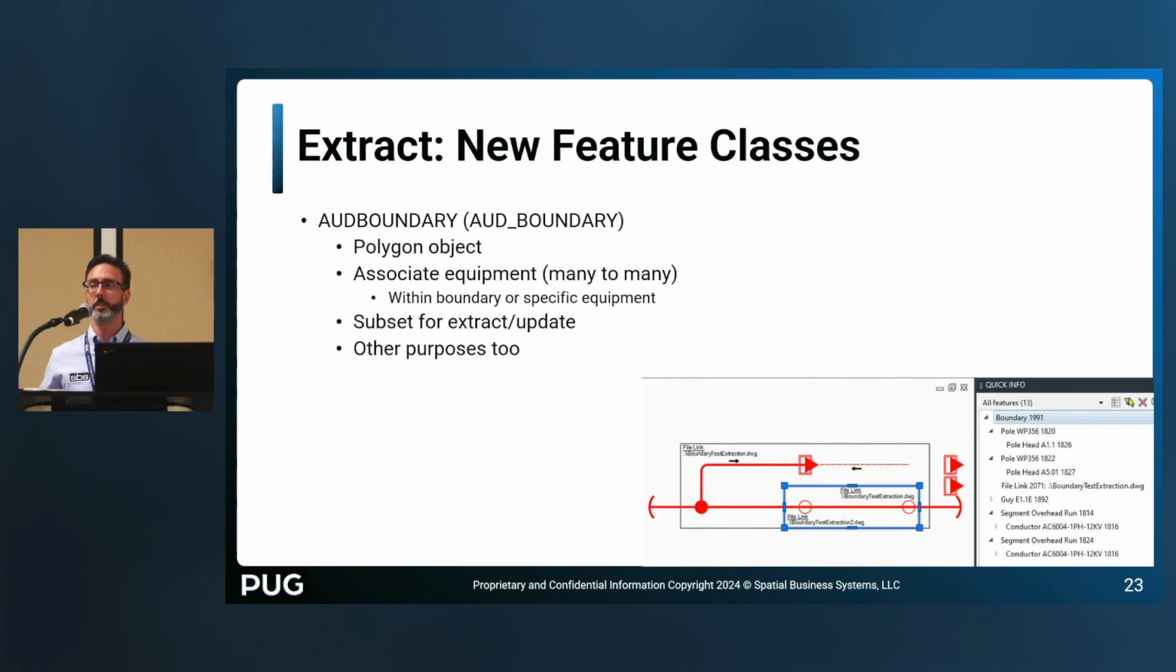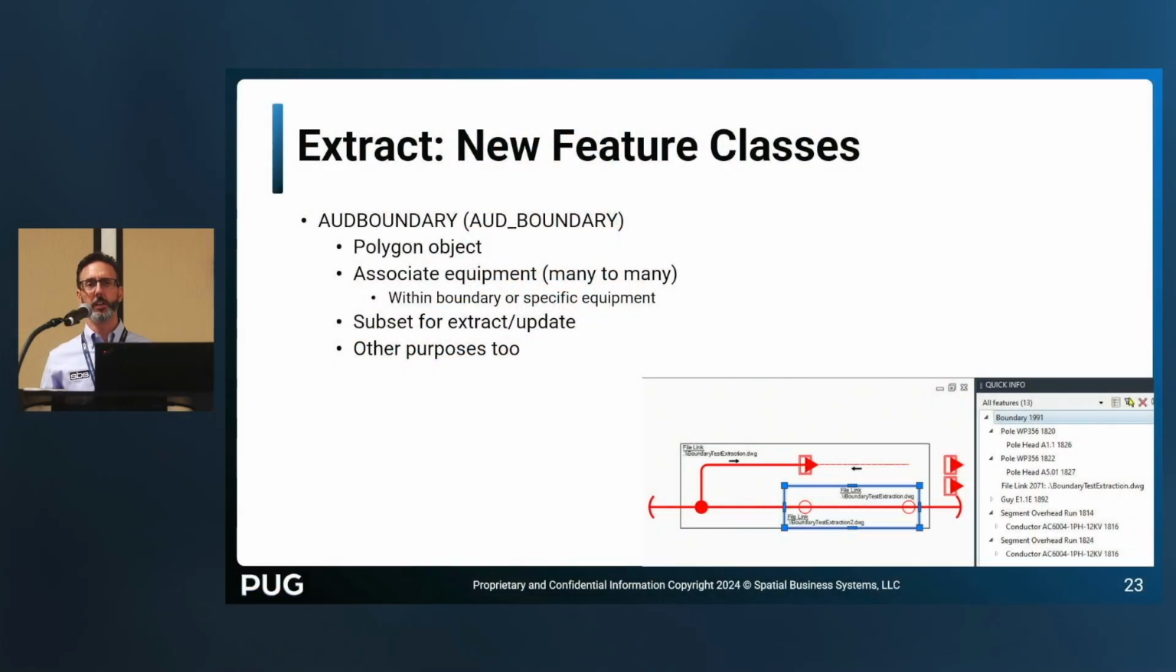The extract functionality is setting up a one-to-one correspondence between two drawings. And in order to do that, it operates through this new feature class that is now provided in the assembly data model, which is the AUD boundary feature. So this is the first core polygon feature class we've introduced. I know a lot of you have custom polygon feature classes and have probably already used this as a custom class. But the AUD boundary feature is a polygon that we're providing in the assembly data model.